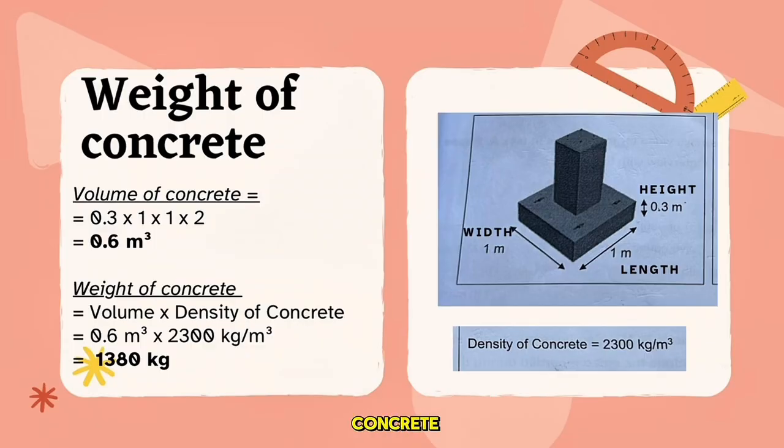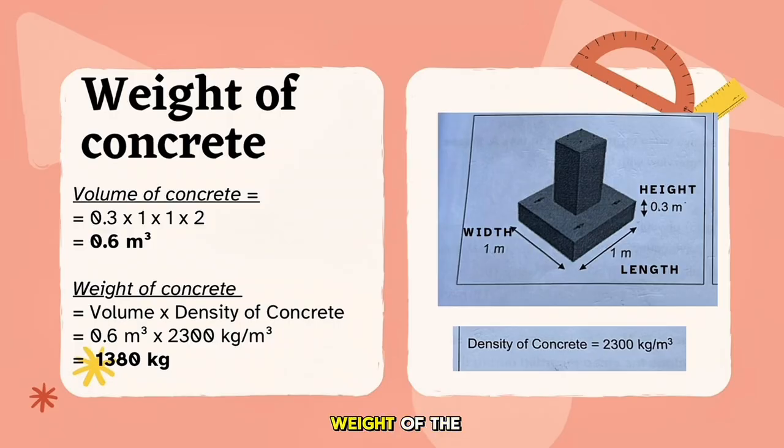To find the weight of the concrete, we first need to calculate its volume. We use the formula: width multiplied by height, then by depth, and finally by the number of structures. In our case, we take 0.3 meters for the width, multiply it by 1 meter for the height, then by 1 meter for the depth, and finally multiply by 2 structures. This gives us a total concrete volume of 0.6 cubic meters.